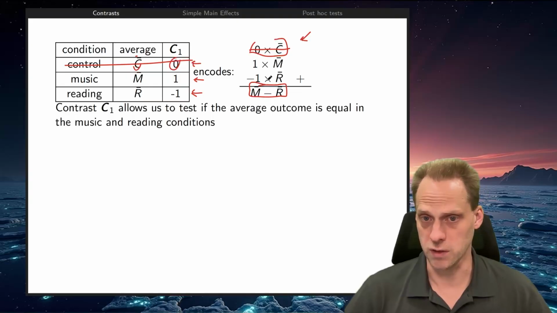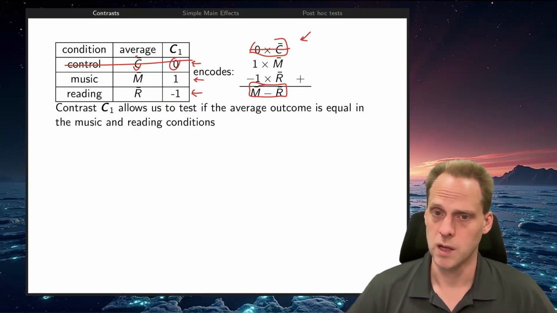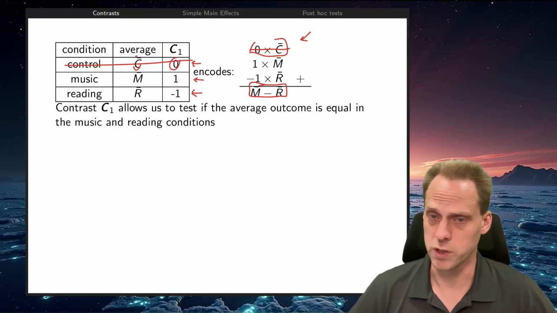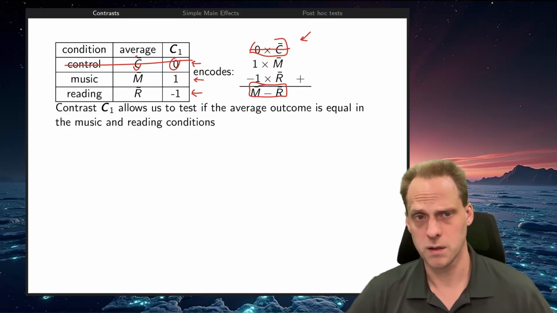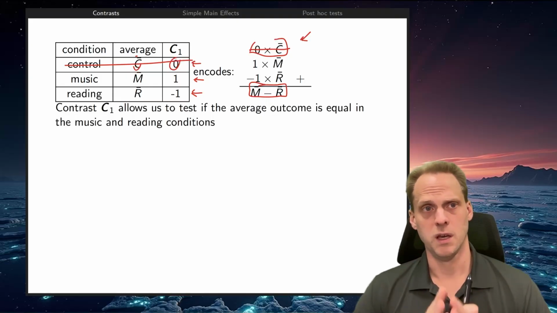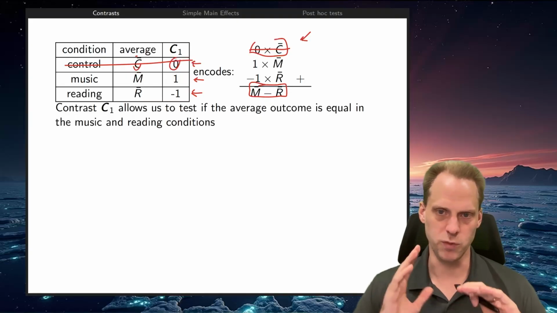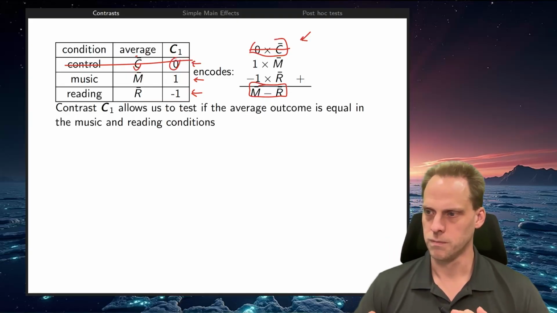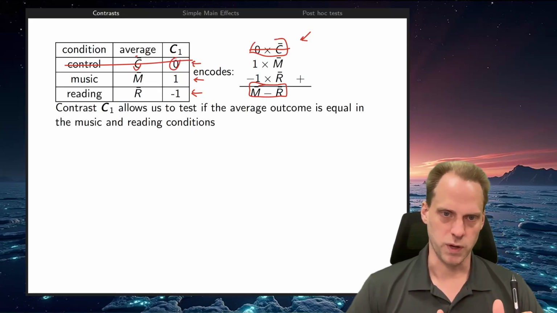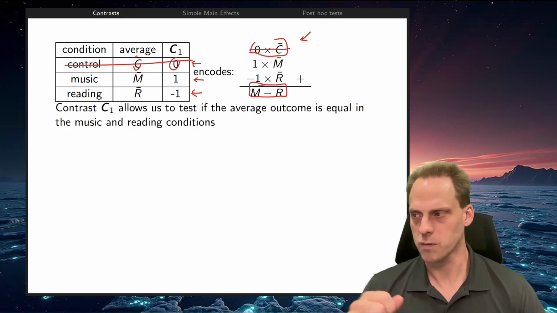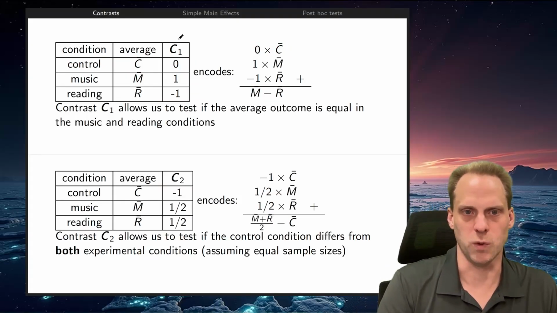If that difference is 0, then these 2 groups are the same. They have the same mean. That allows us to do a comparison between music and reading. And maybe that's something we planned beforehand. We wanted to say, okay, I'm going to do an ANOVA. If the main effect is significant, I'm going to compare specifically the music and the reading conditions. And we do that with a contrast. We already planned which contrast we're going to specify. Then we just add it in JASP and we get the p-value. I call this contrast C1.